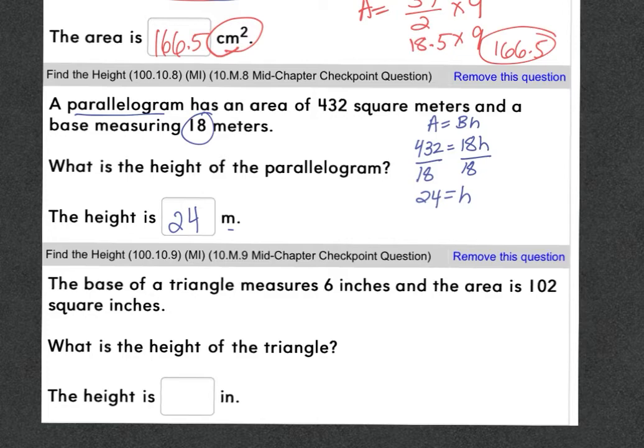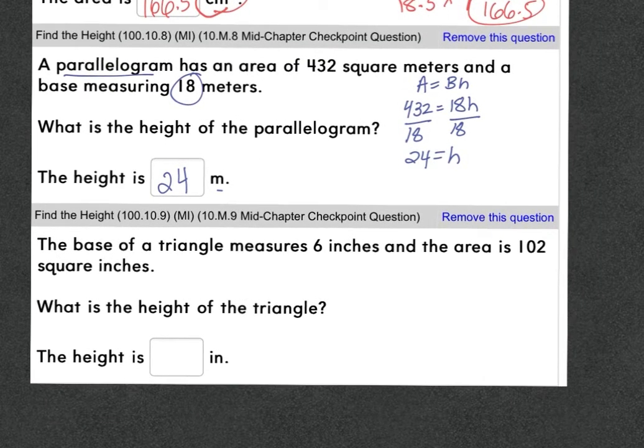All right, the next one is the base of the triangle measures 6 inches and the area is 102 inches. So it's slightly trickier because now we have a triangle. We know that our base is 6. We do not know our height. This is missing. We know that the whole area is 102.